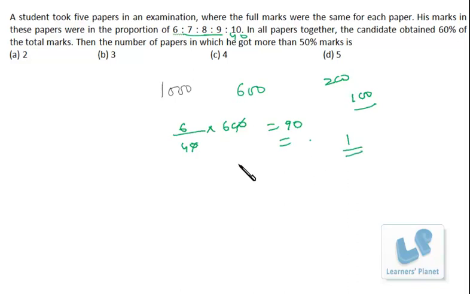So one paper is there. Then second, similarly it is 15 into 7, that will be 105. So he'll be getting less than 50% marks in only one paper. That is this. In the remaining papers, he'll be getting more than 50% of the marks. So in all, the number of papers in which he got more than 50 marks is 4 out of 5. I hope you are clear.